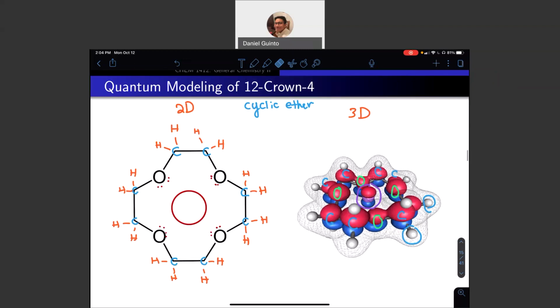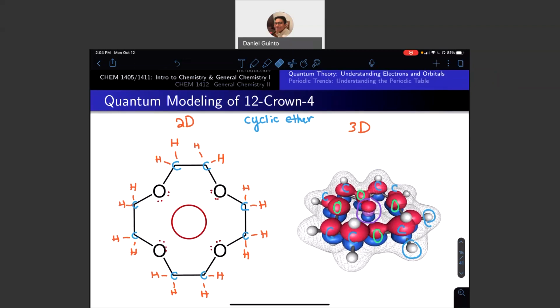That's pretty much all we have for quantum theory in terms of electrons and orbitals. The key thing to remember here is that you have to memorize your rules for quantum numbers and understand that the Bohr model of the hydrogen atom is only applicable to the hydrogen atom and nothing else.